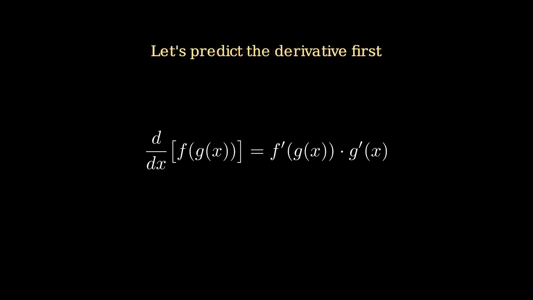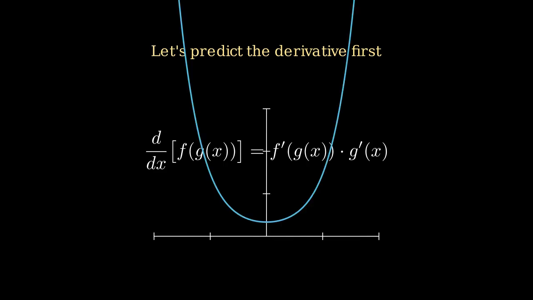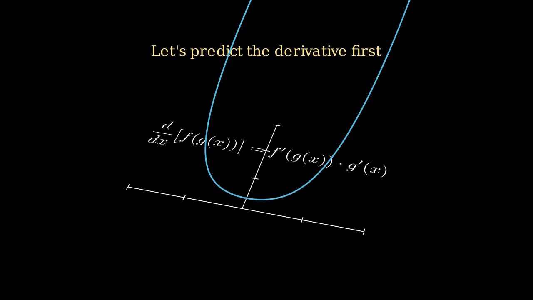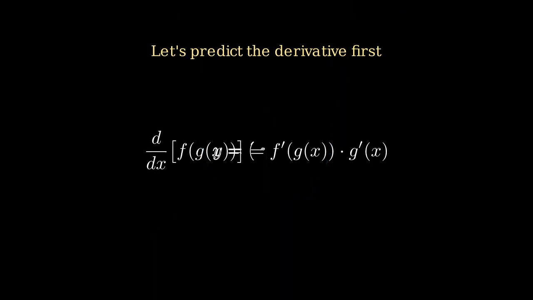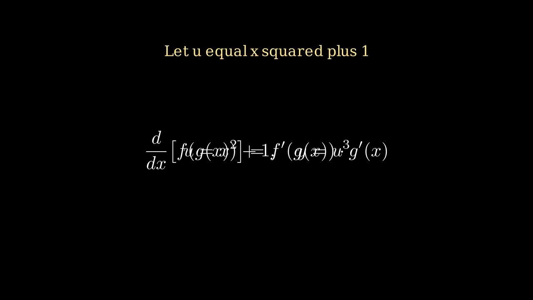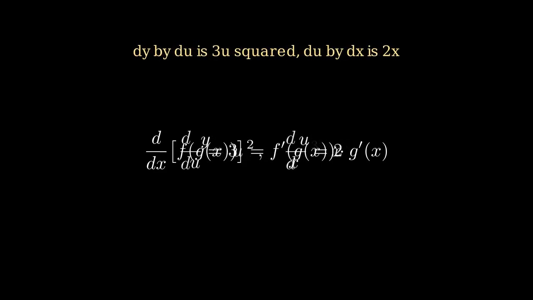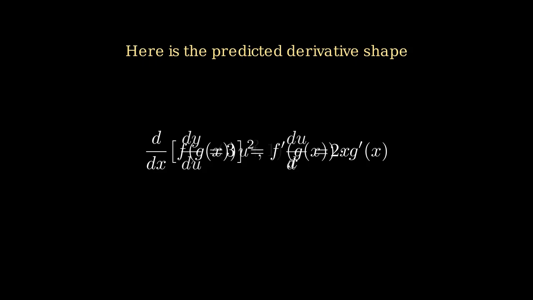Before we compute anything, let's predict. Take y equals the quantity x squared plus 1 cubed. Using the rate multiplication idea, if we let u equal x squared plus 1, then y equals u cubed, so dy by du should be 3u squared, and du by dx should be 2x. The chain rule predicts the final derivative should look like 3 times the quantity x squared plus 1 squared times 2x. Let's check this by direct expansion.